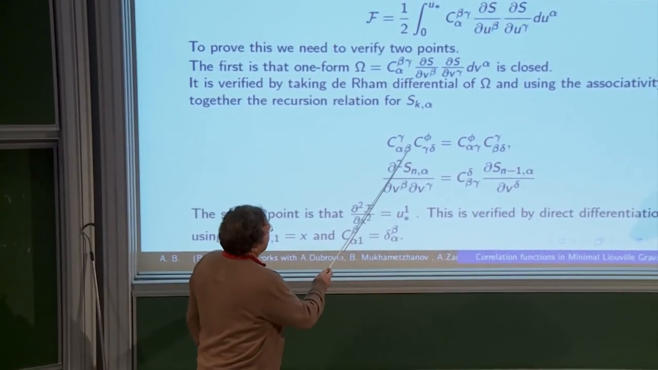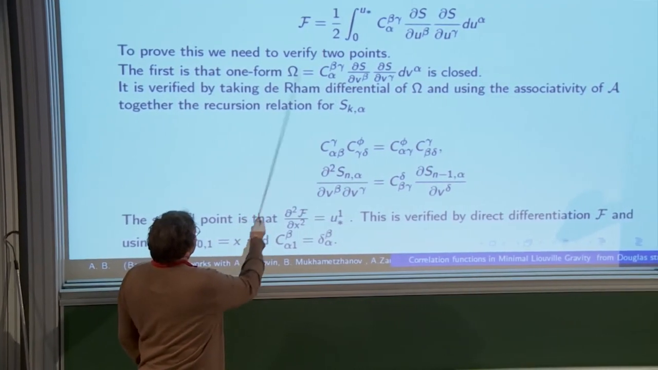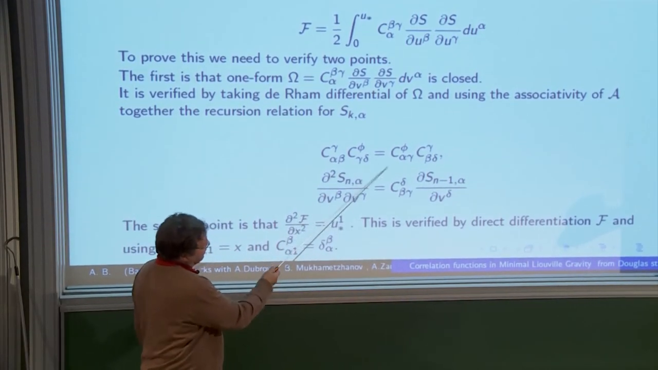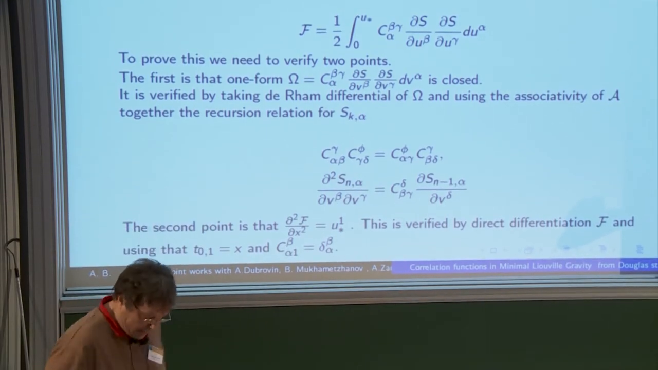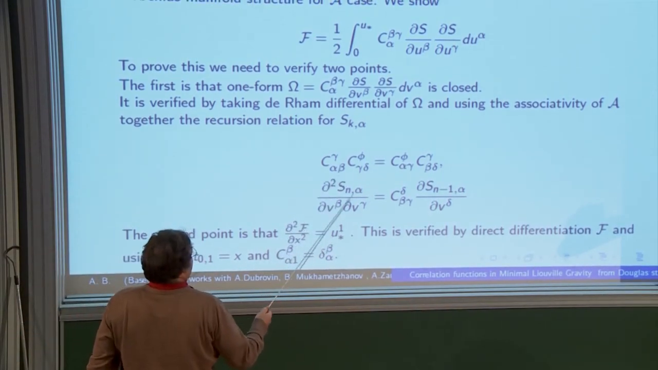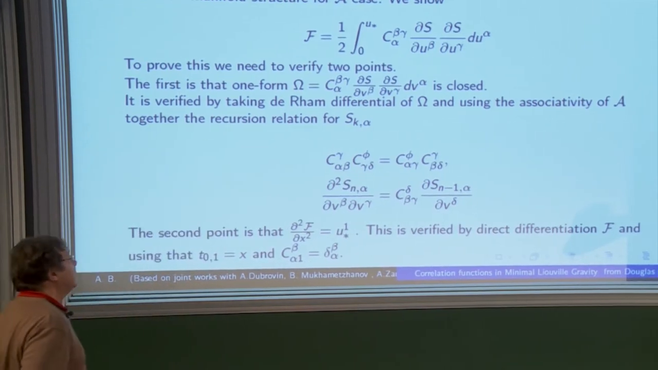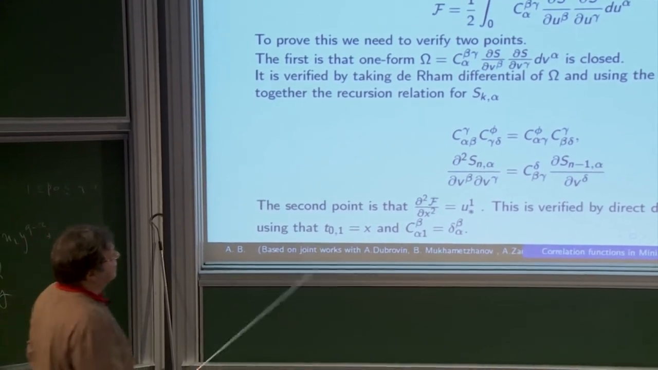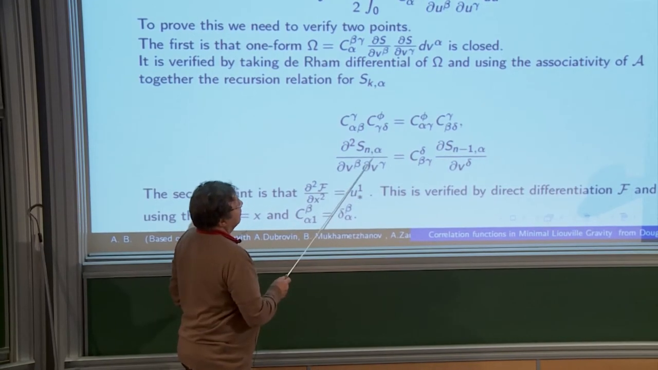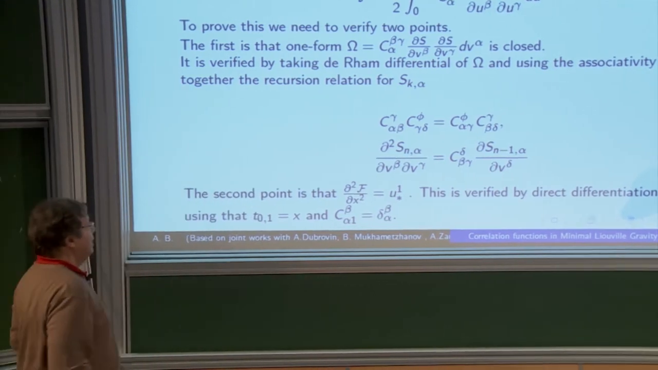To check that this one-form is closed, we need these two equations. It's nothing but the requirement for associativity of our algebra. And also this recursive relation for residues of different order, which can be checked to be fulfilled.